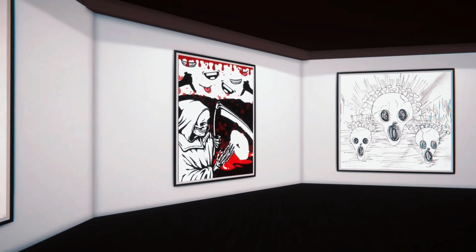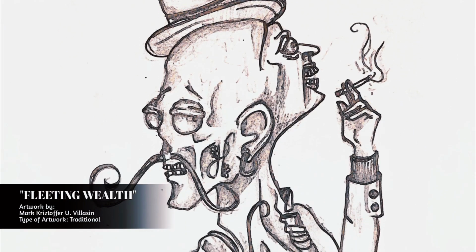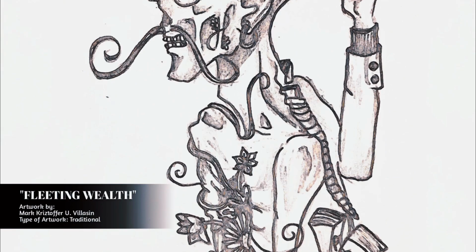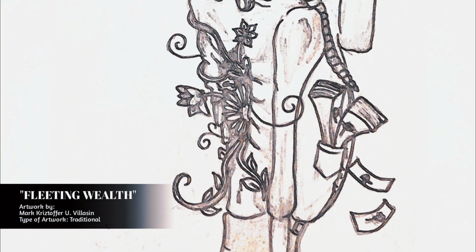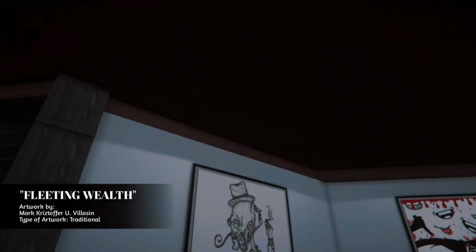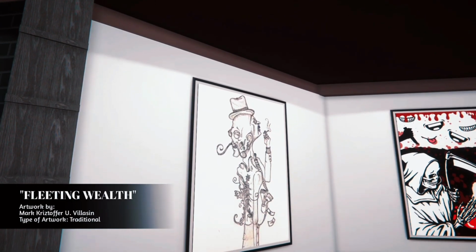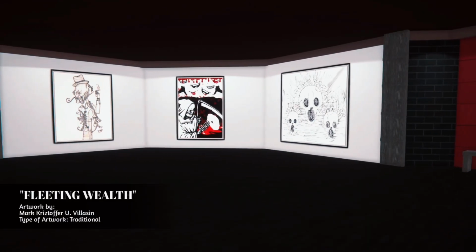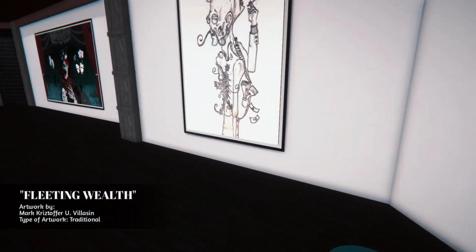Another traditional artwork by Mr. Mark Christopher U. Villasin generally refers to income that is transient or short-lived, often gained and spent quickly without significant accumulation or long-term financial stability. It can be associated with temporary windfalls, sporadic earnings, or income that is easily depleted due to various factors such as high expenses or lack of financial planning.